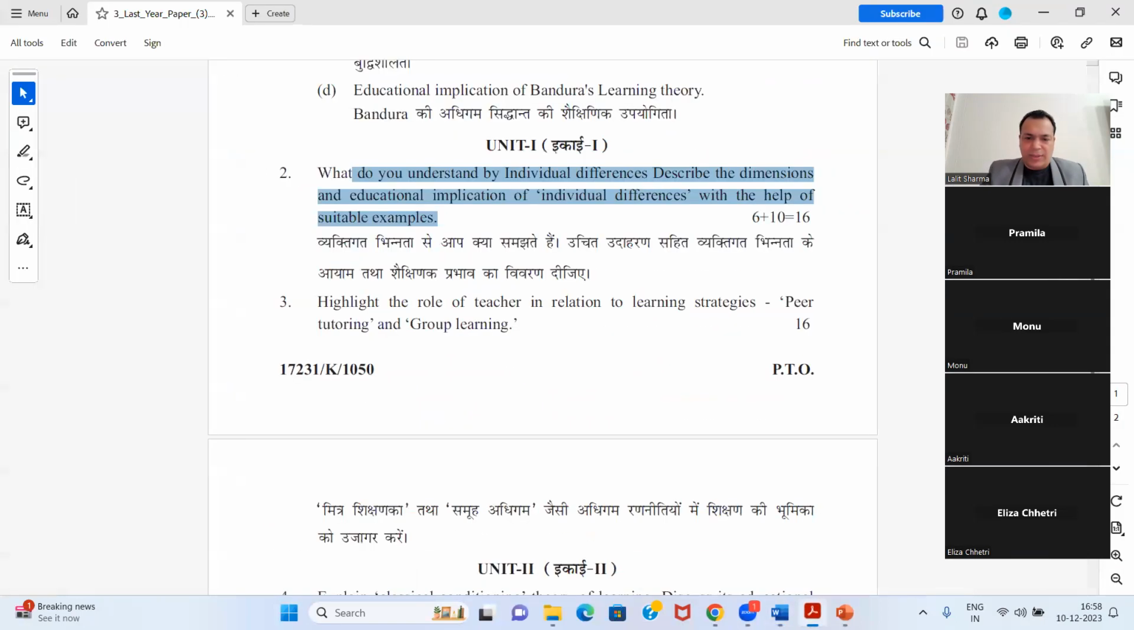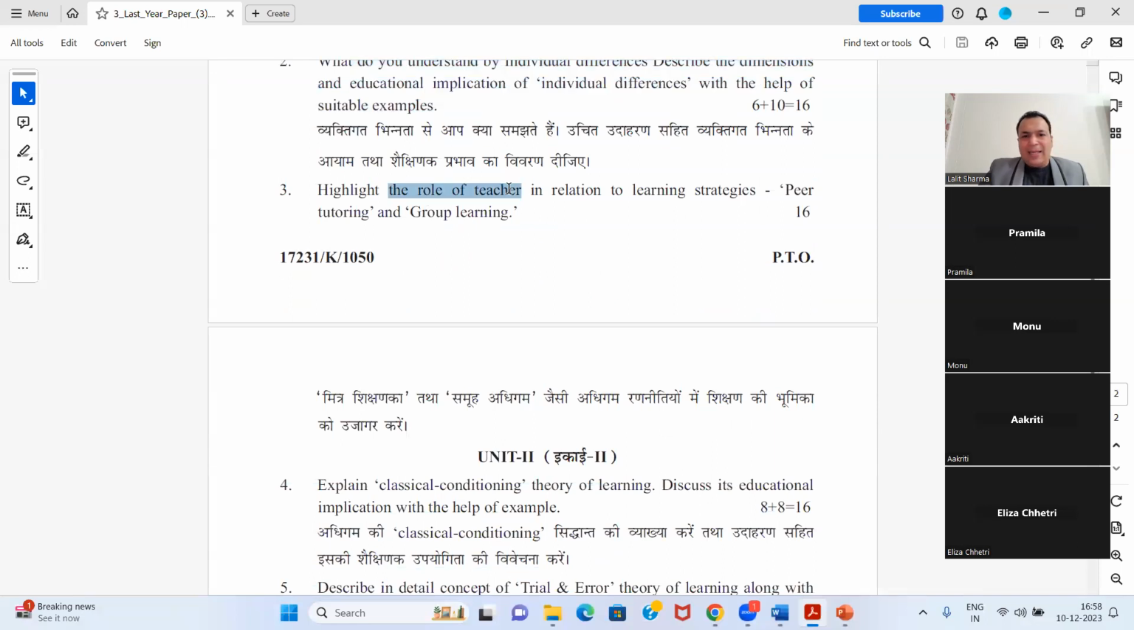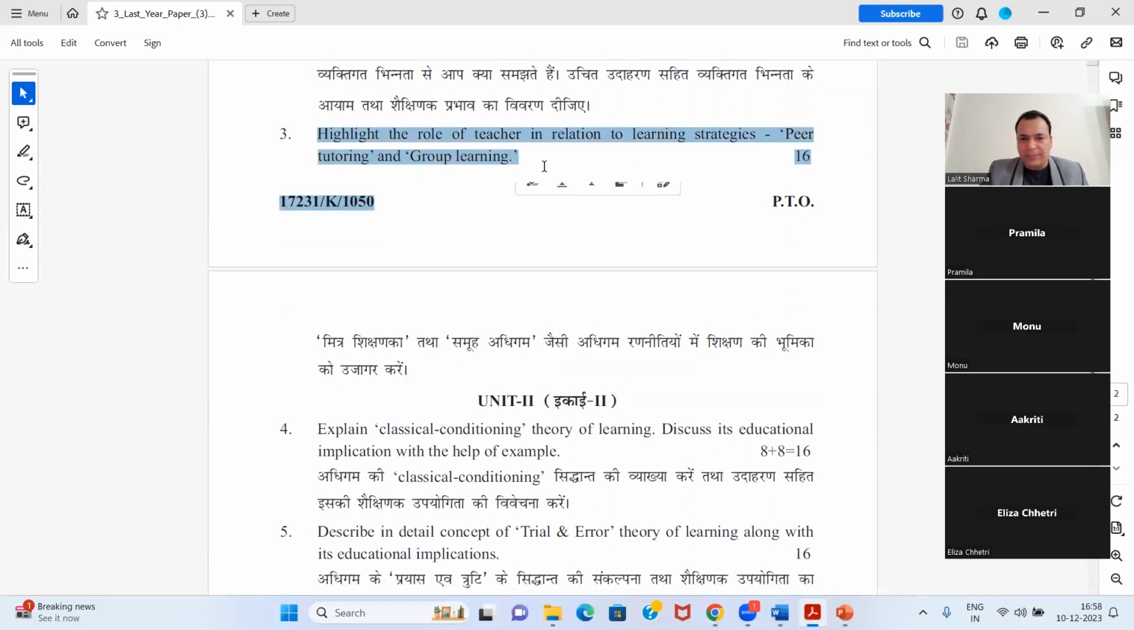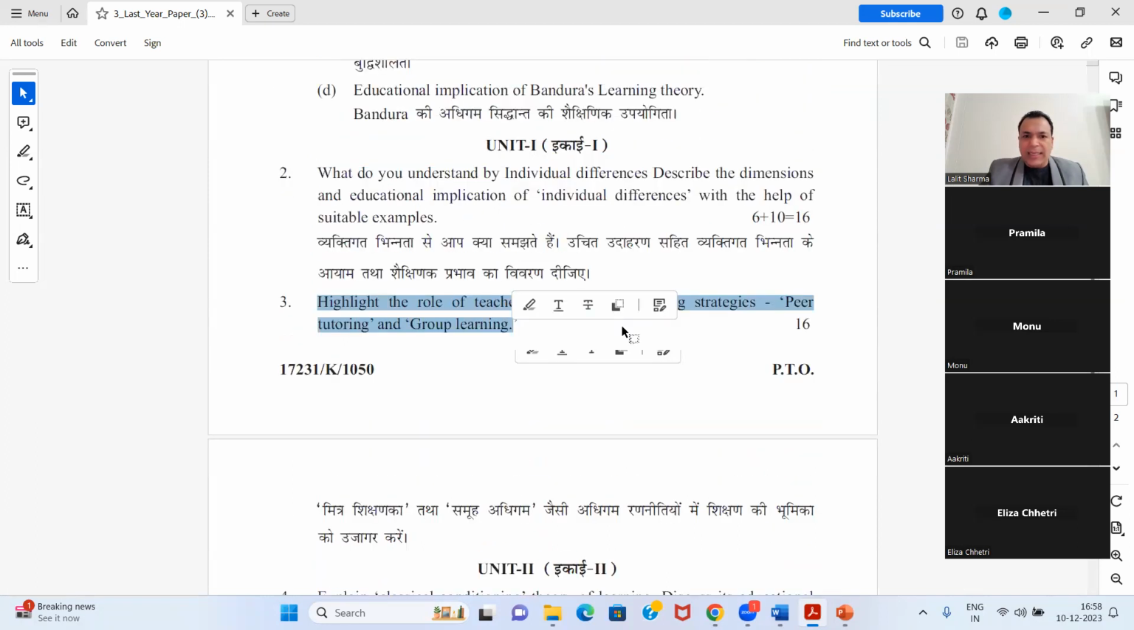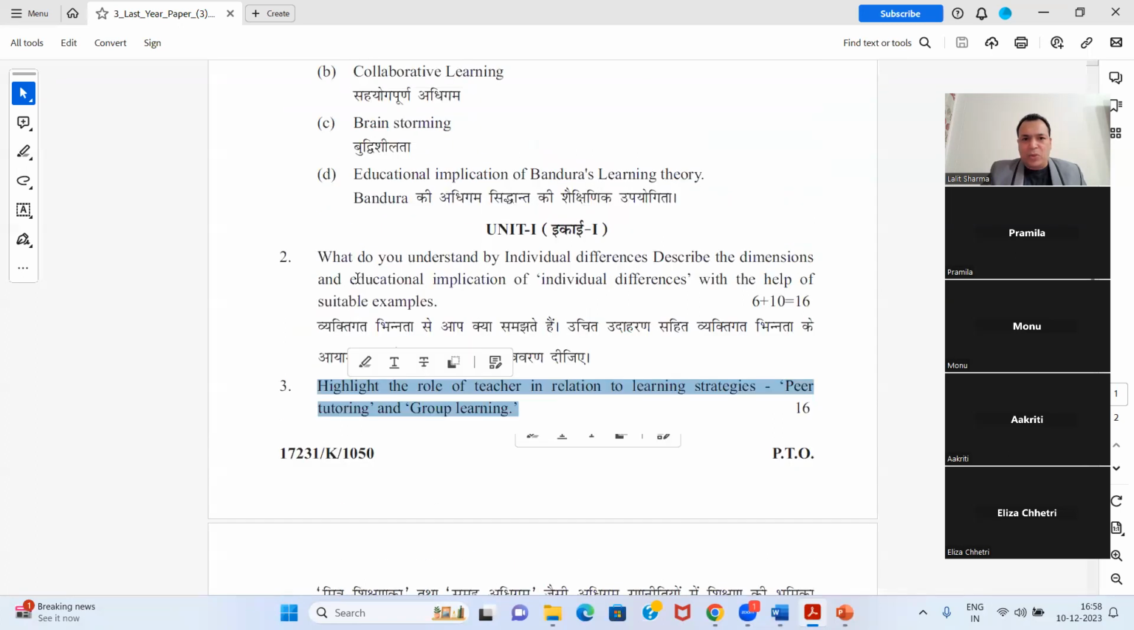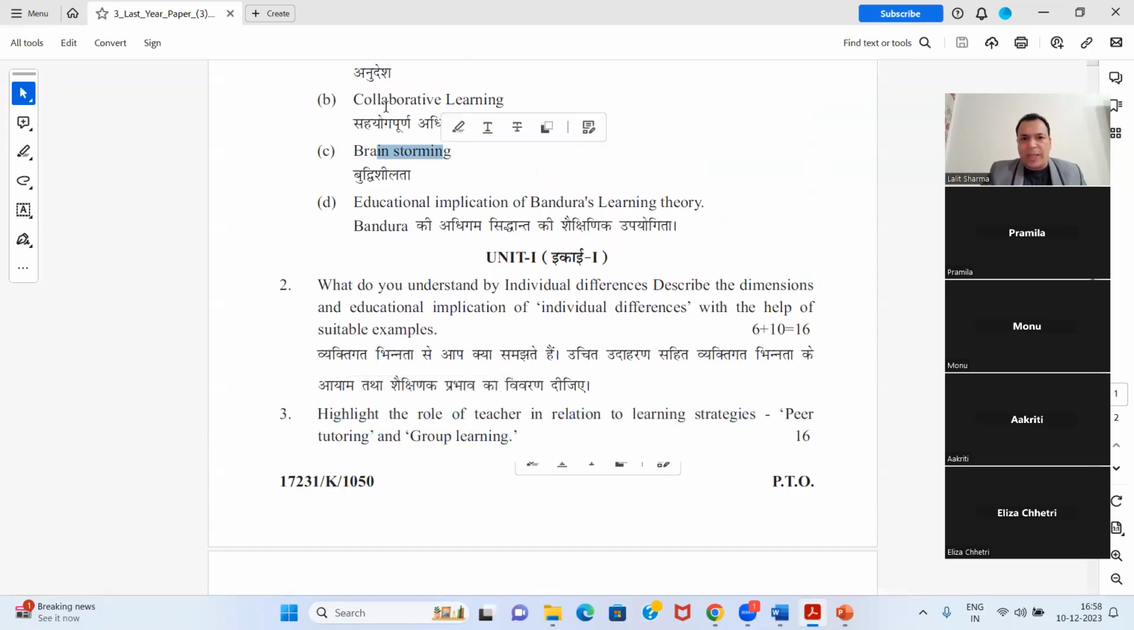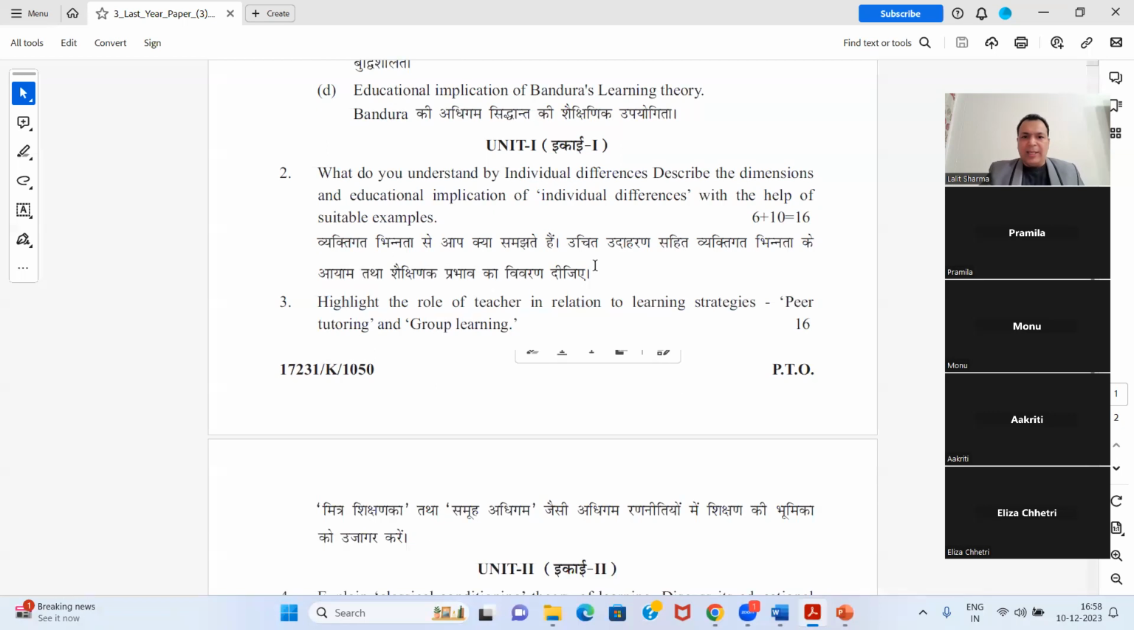Now we see the next question. Highlight the role of a teacher in relation to the learning strategies, peer tutoring and group learning. Third question, peer tutoring and group learning. So guys, this question is almost the same. We have done brainstorming and collaborative learning. Similarly, it is already written. It is a learning strategy. Peer tutoring and group learning is a learning strategy.